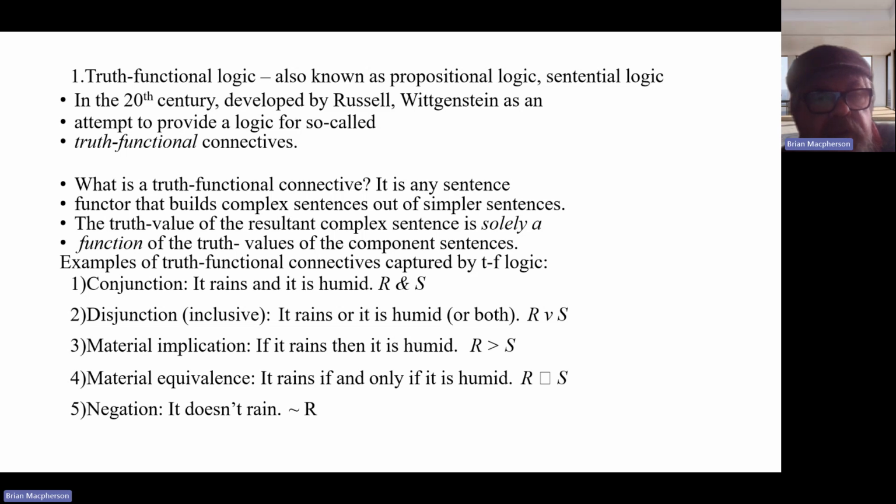And the last connective is not R, right? It's the negation. It rains, it doesn't rain is a negation. Notice, though, that the difference between the first four connectives and the last connective is that the first four are called binary connectives, whereas the final connective is called a unary connective. Binary connectives take two component sentences and build up a more complex sentence out of the components. A unary connective just takes one sentence and builds a more complex sentence out of that one sentence. So just to distinguish.